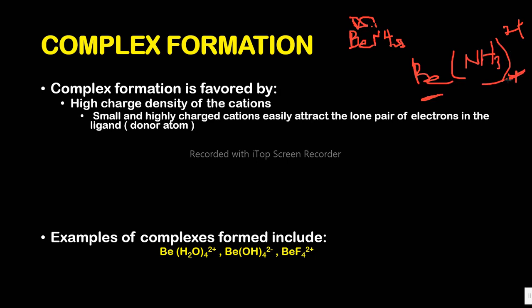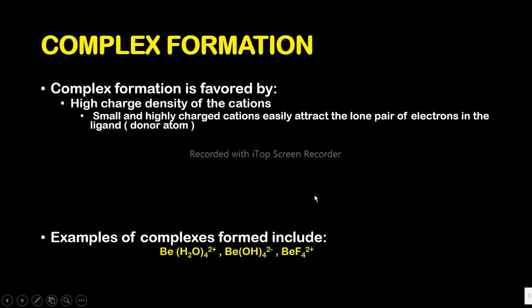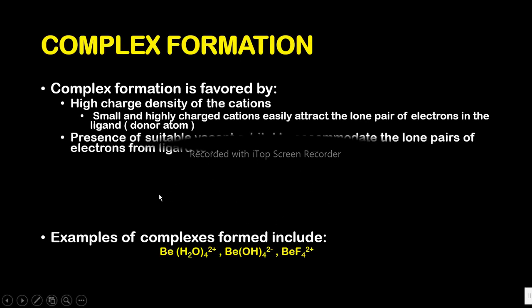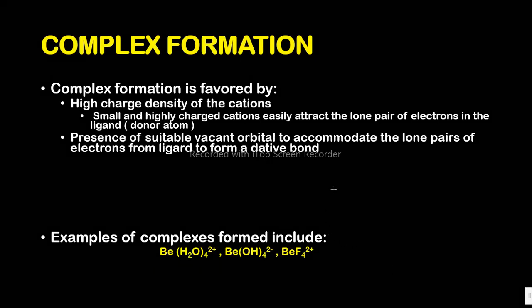Okay? So that's when you'll be able to form the complex. Also, another factor is you must have somewhere to accommodate the electrons, the lone pair of electrons. Okay? So, the presence of empty orbitals. Okay? And within the group 2 elements, this is their outermost configuration.